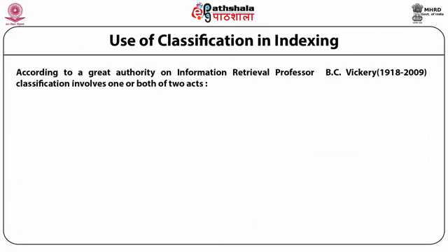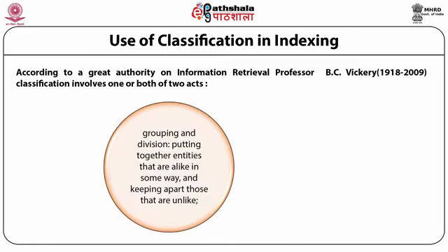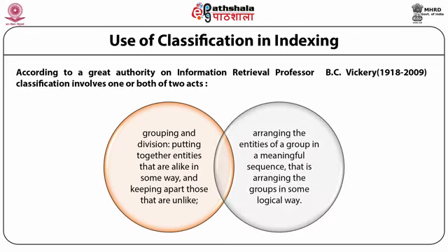According to a great authority on information retrieval, late Professor B.C. Vickery, classification involves one or both of the two acts as follows: grouping and division, that is putting together entities that are alike in the same way and keeping apart those that are unlike, and also arranging the entities of a group in a meaningful sequence, that is, arranging the group in some logical way, so that each entity in the group is further arranged or ranked.